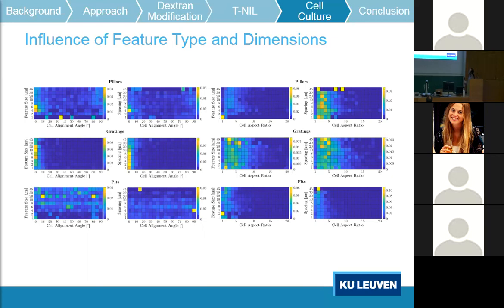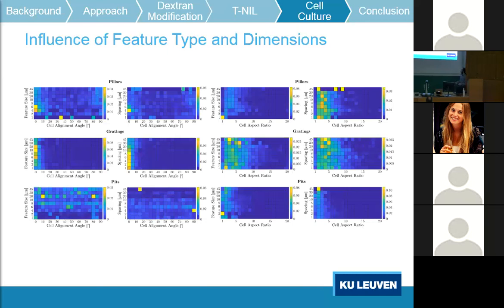and cell aspect ratio on the right here, which is effectively the degree to which a cell is elongated or rounded. And although I will say that it is far too early to concretely indicate that a certain, for example, feature size and spacing is the optimal selection for influencing a cell to take a certain alignment, this does give quite a few glimpses into what this platform could have a potential for.